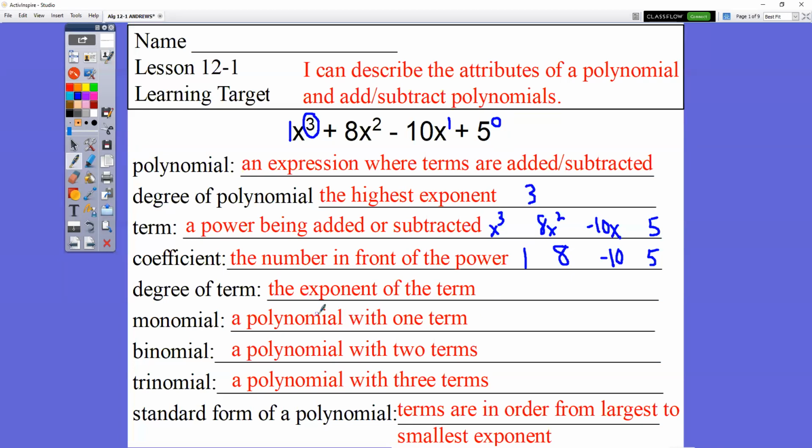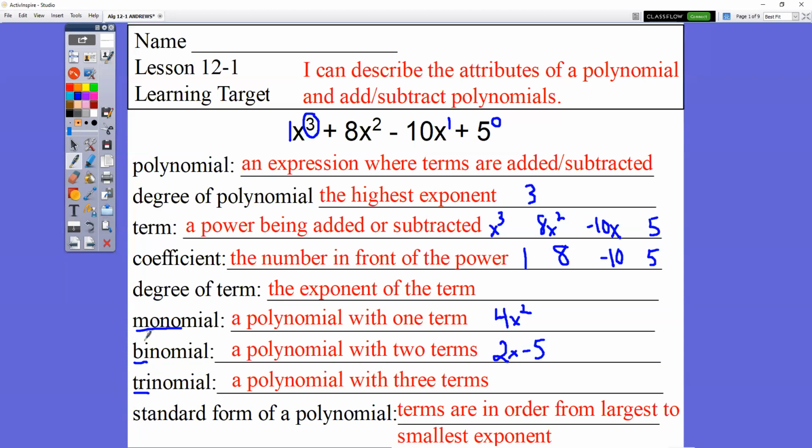A monomial is a type of polynomial that only has one term. For example, if we just had a term that said 4x squared, there's only one term there, that's a monomial. A binomial, bi means 2. It's 2 terms that are being added or subtracted together. So you might have something like 2x minus 5. There's 2 terms there.